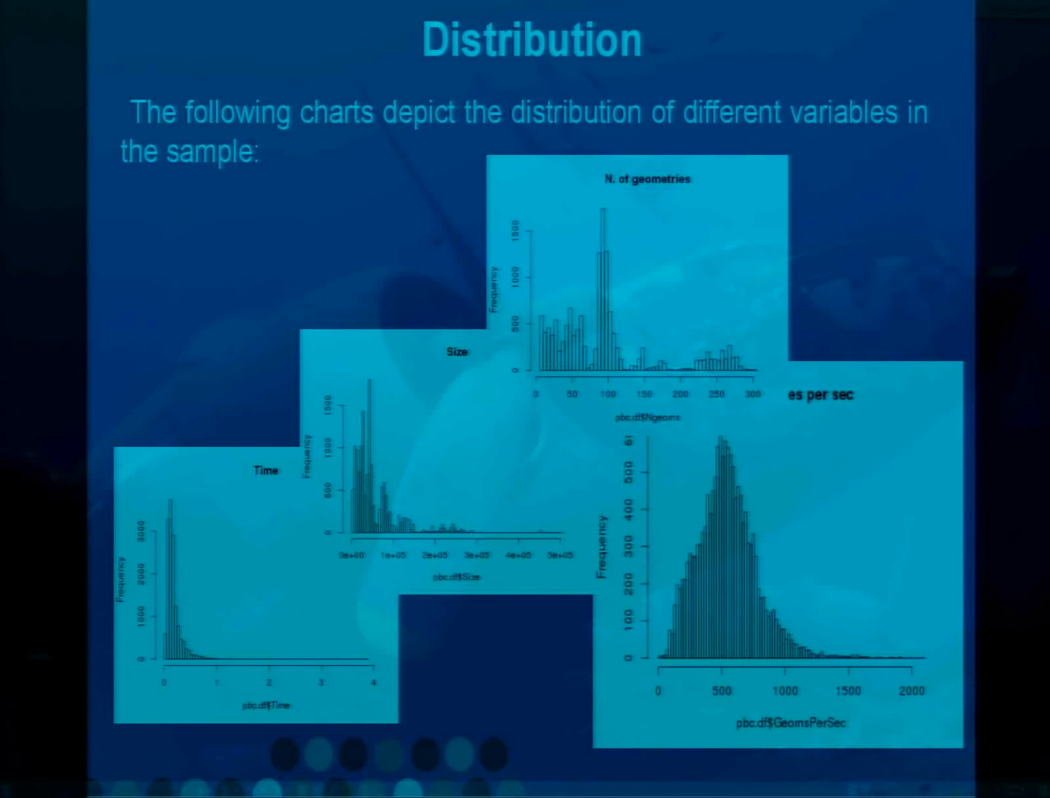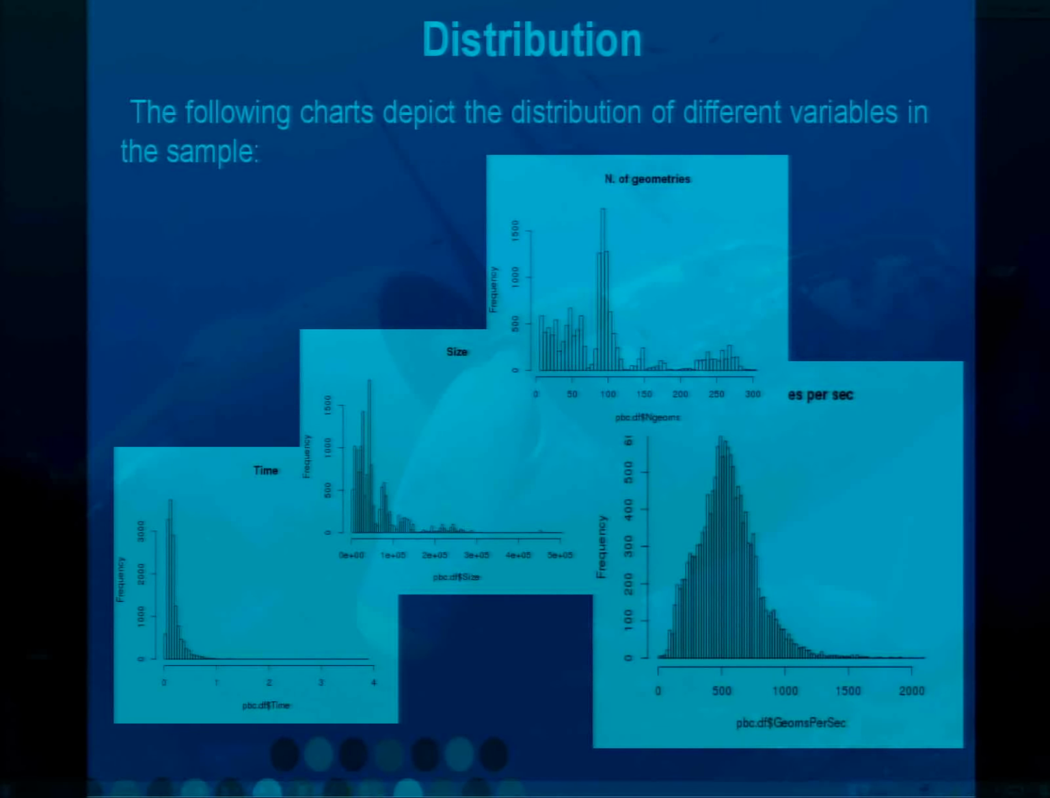So this is time, the frequency of time. As you see, there is a peak here at, say, 0.3 seconds or something. But there is still a long tail, which I didn't expect, to be honest. Size, it's not exactly, okay, that's supposed to be expected, because the density of geometries is different from one part of Australia to the other. Number of geometries, same as this.